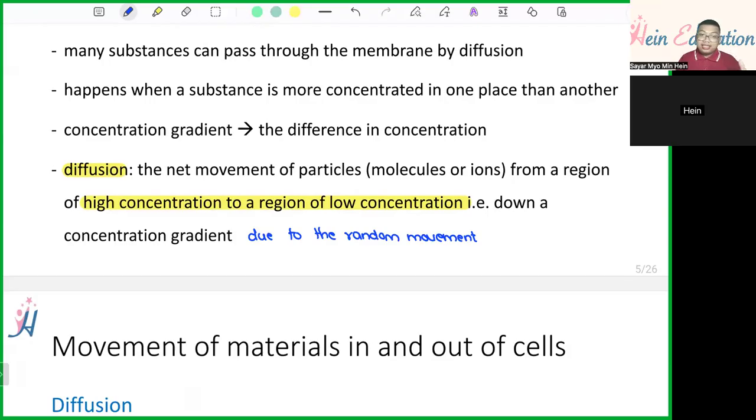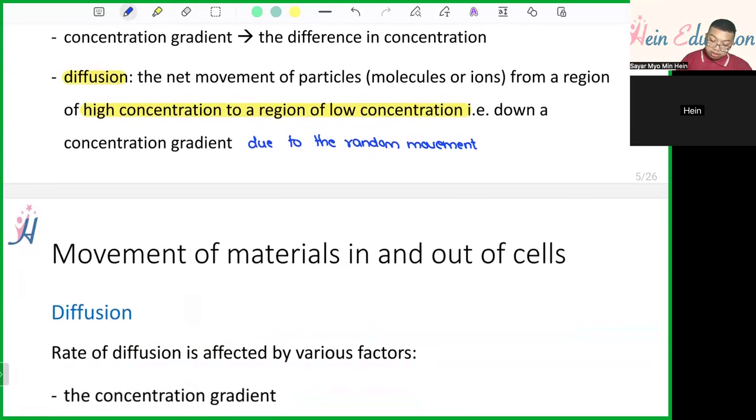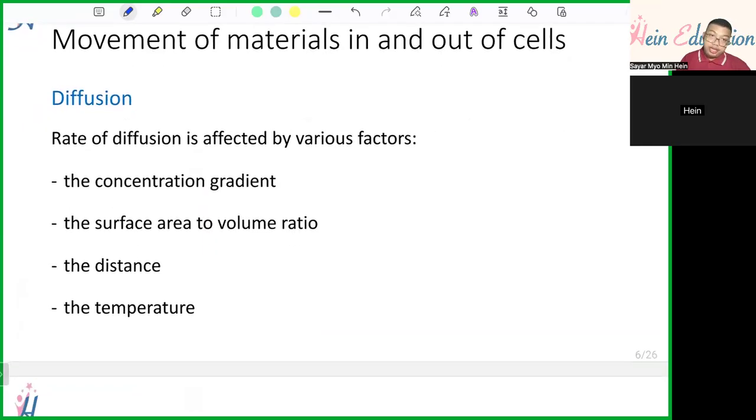Another easy example would be when we use a perfume, right? When we spray a perfume, there will be a high concentration near our body, and then the smell of the perfume will diffuse throughout the room, and everyone near me can smell the perfume. So that would be a real-life example of diffusion. One more time, diffusion is the movement of particles, which can be molecules or ions, from a region of high concentration to a region of low concentration down a concentration gradient.